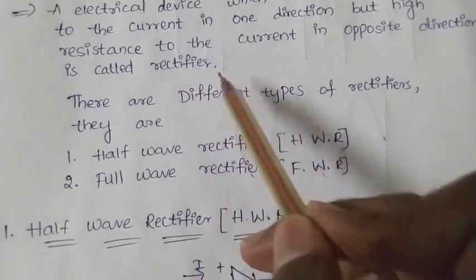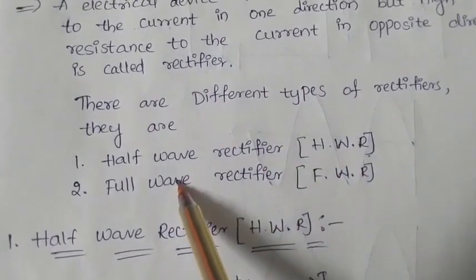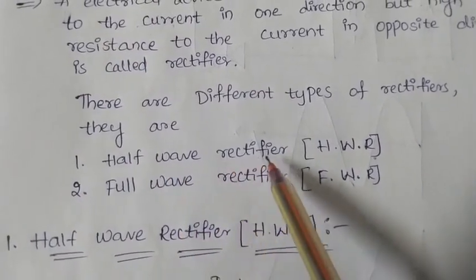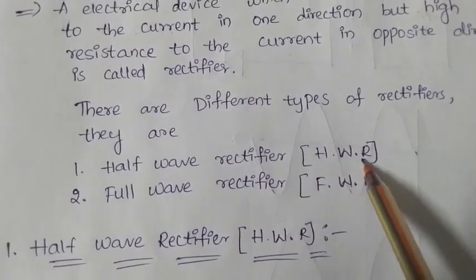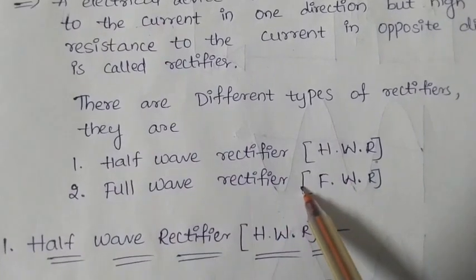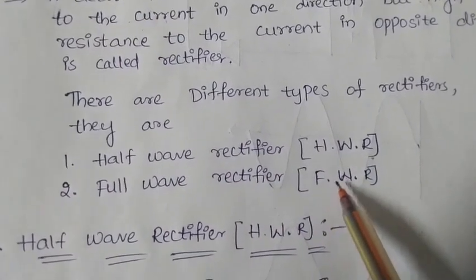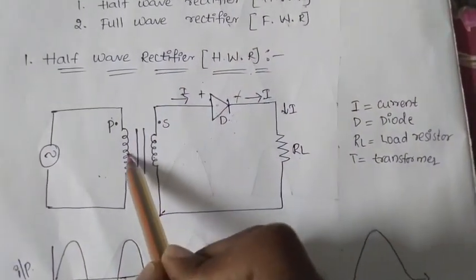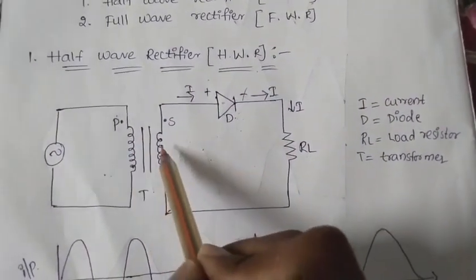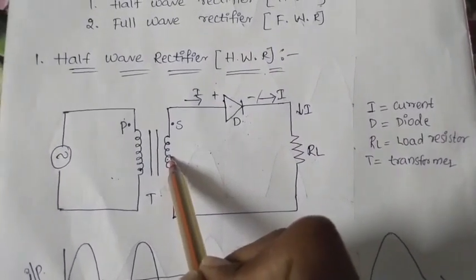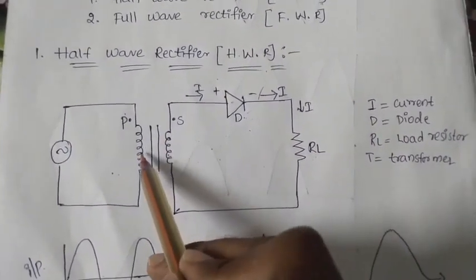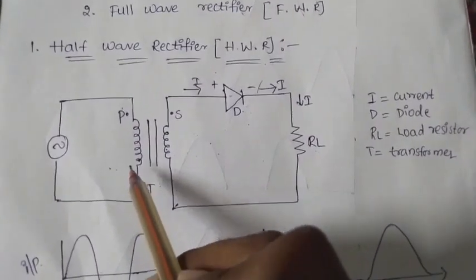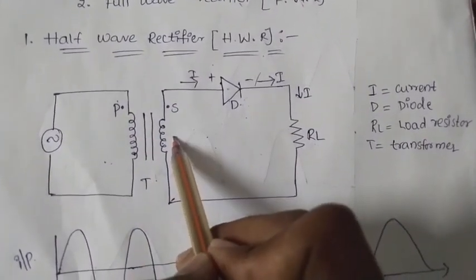There are different types of rectifiers: half wave rectifier and full wave rectifier. The half wave rectifier is represented with HWR and the full wave rectifier is represented with FWR. Half wave rectifier consists of a step down transformer. A step down transformer is a transformer in which the primary winding is greater than the secondary winding.